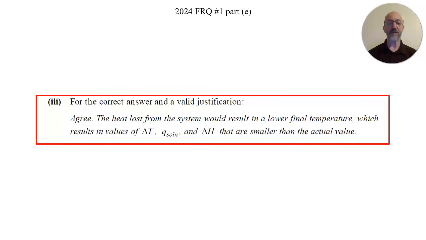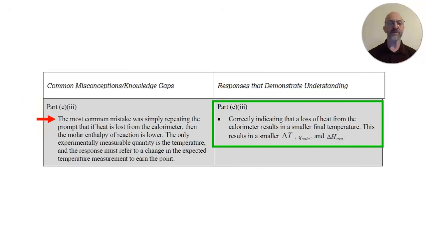So the most common mistake a student made in this one was simply repeating the prompt that if heat is lost, then the molar enthalpy is lower, but they didn't actually talk about the experimentally measurable quantity, which is the temperature. So you must connect observations from the laboratory to what's happening. So not just a generic statement which says less heat and therefore less molar enthalpy. They had to connect the experimentally measurable quantity, which was the delta T, the change in temperature, and then connect that to the delta H to earn that point.